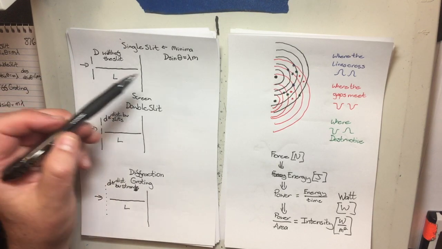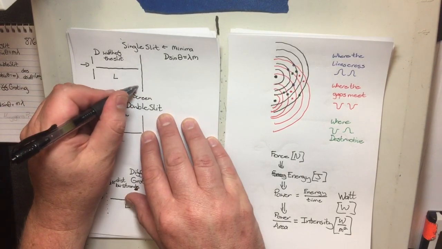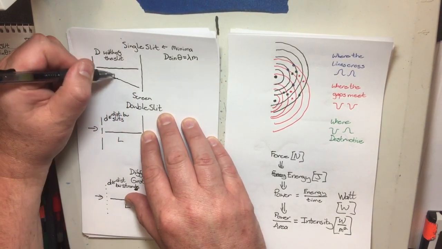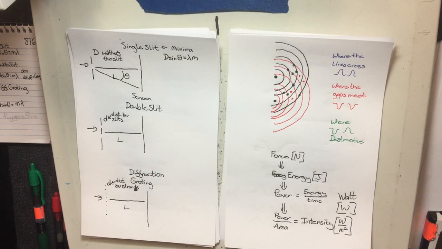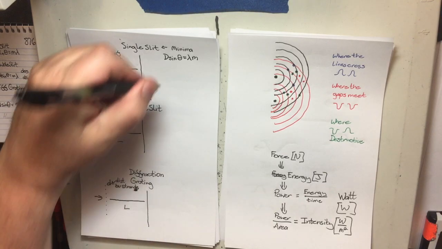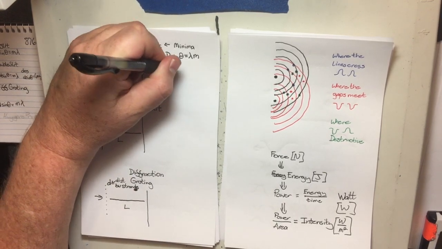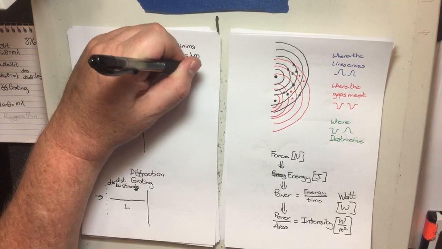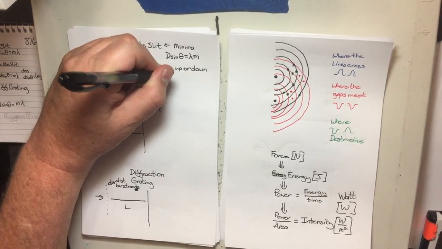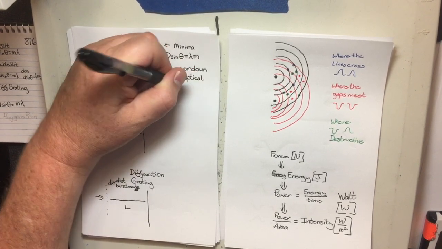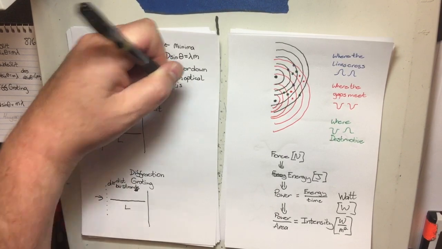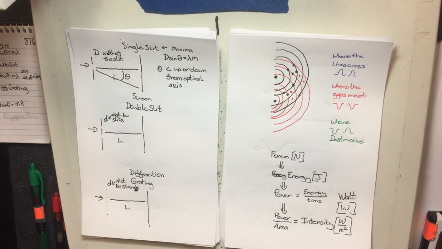D is the width of the slit. Theta is the angle down or up from the central axis, or the optical axis. So theta is the angle up or down from the optical axis.